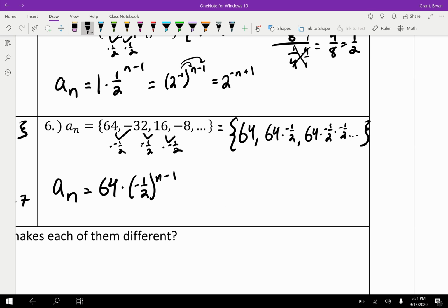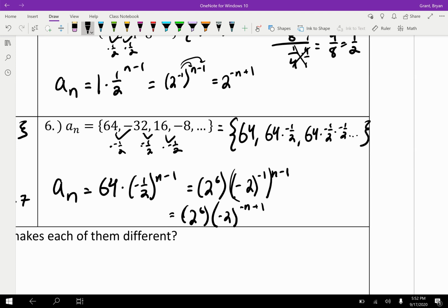You know it. So let's take a look here. 64 we already said was 2 to the 6th. Negative 1/2 is an interesting one. So we can definitely write this as negative, and then 2 to the negative first, and then all of this to the n minus 1. What I'm going to do, though, is kind of a cool little trick here, and that cool little trick involves introducing an extra negative 1. So let's clean this up a little bit first. We're going to get 2 to the 6th times negative 2 to the power of negative n plus 1.